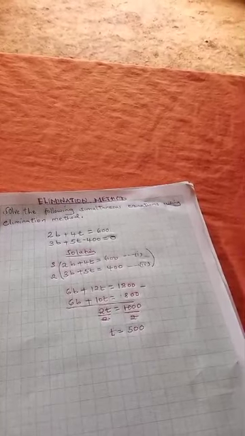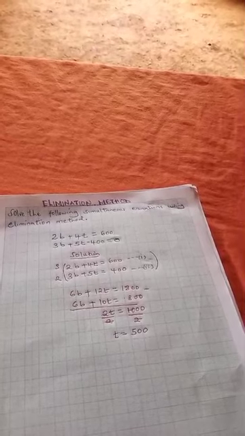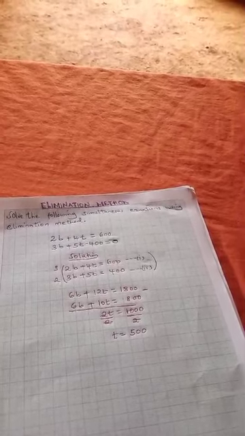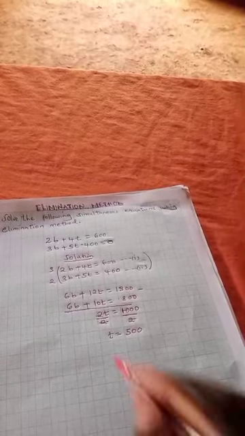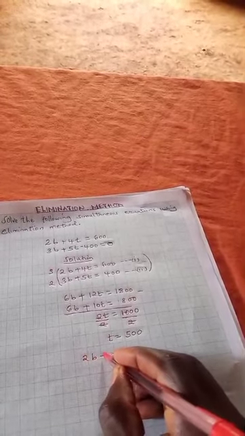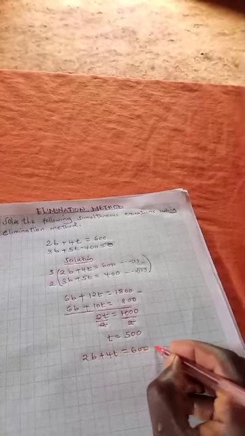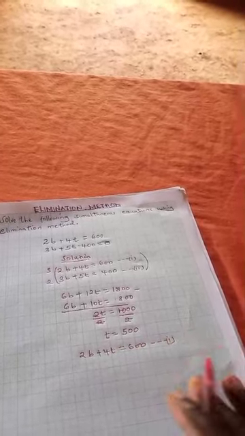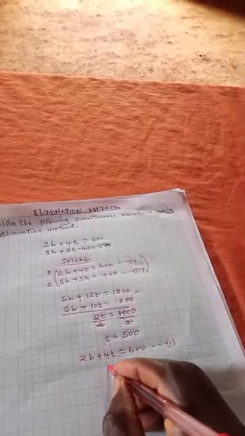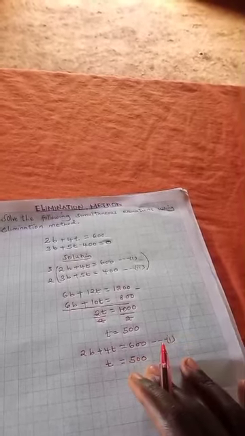Now we have t. What are we going to do? We'll go back to our first equation. Remember, our first equation was 2b plus 4t is equals to 600. This is our first equation. We already have the value for what? For t. Now t is equals to what? To 500.